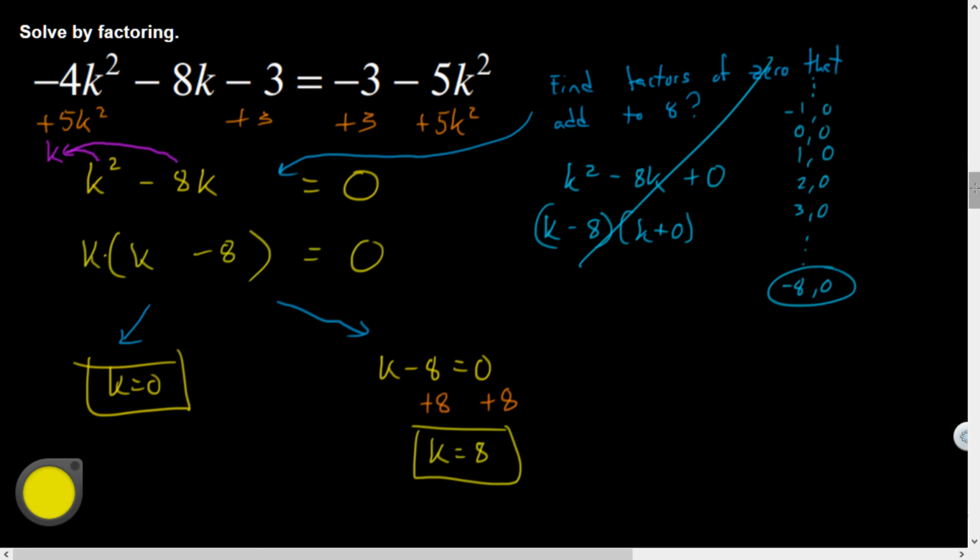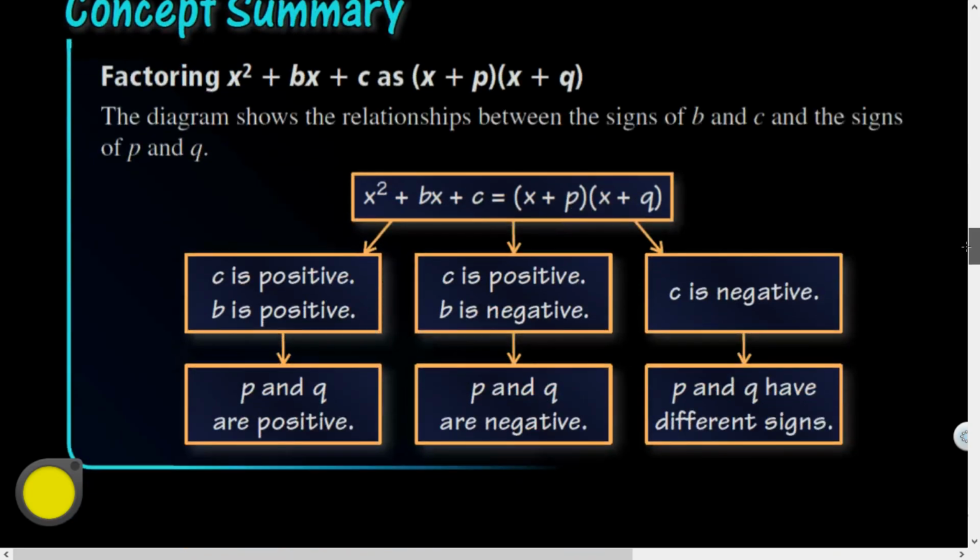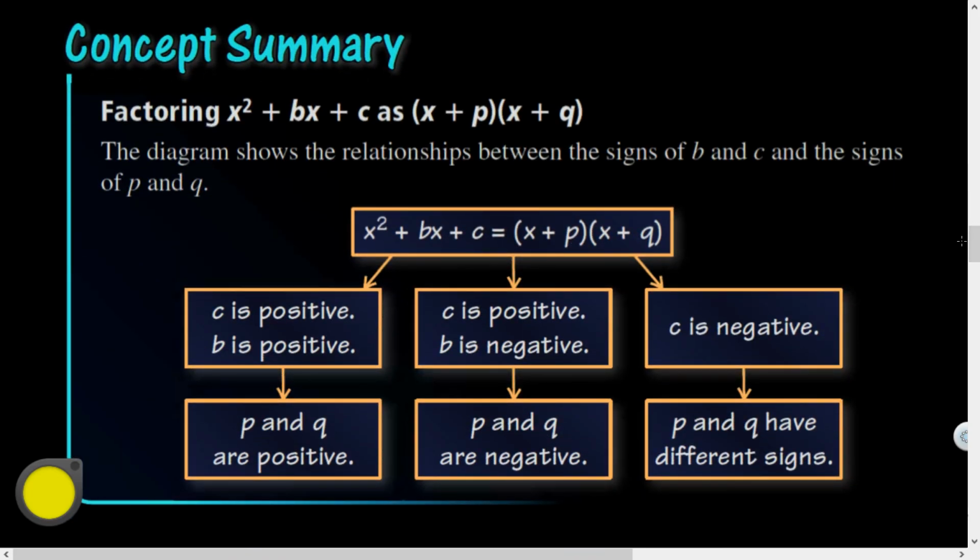All right, this is a chart that you do have in your packets, which is just kind of like a summary. The diagram shows the relationships between the signs of B and C and the signs of P and Q. I don't know if that's helpful. Actually, I'm not going to explain this. I like my explanation better. But here you go. You can look at it anyway. Look at it. Are you afraid to look ugliness in the face?